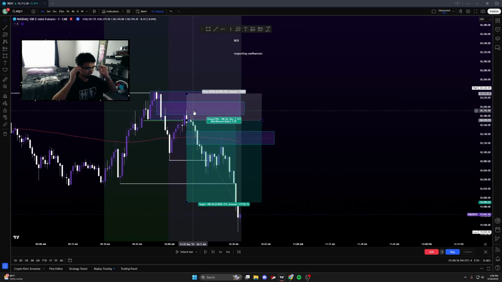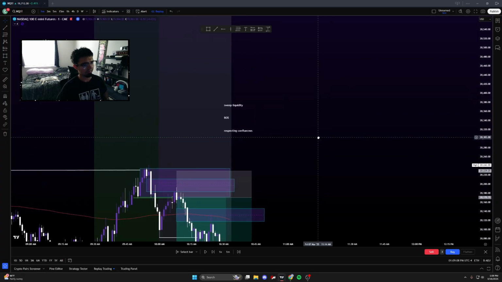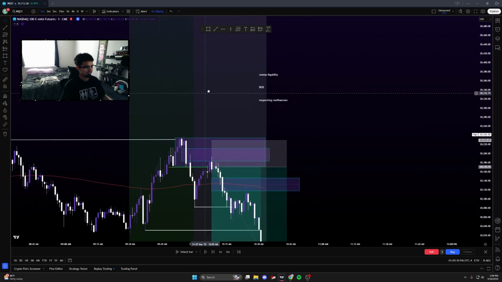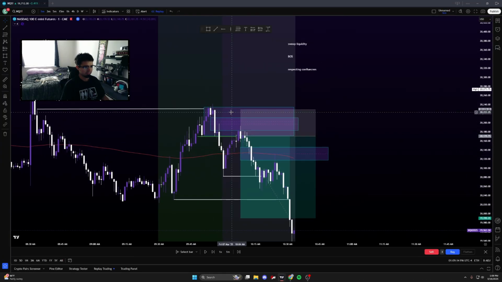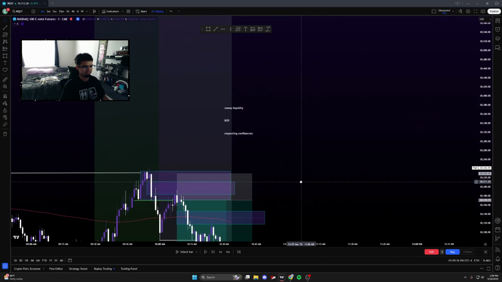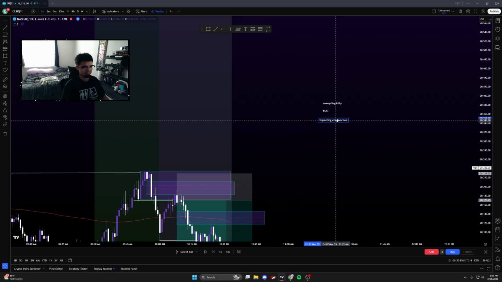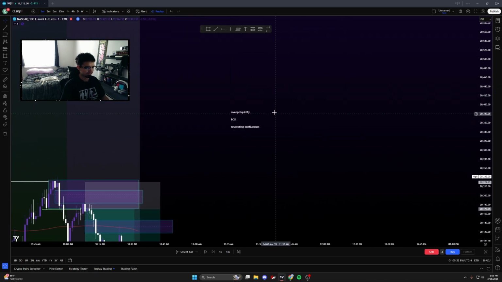So that's going to be it for the model itself. If you don't understand it, rewatch the video. It's a good model. It's a model I like to use. It's a model that's been working for me for the past year. What is it? It's a sweep on liquidity, a break of structure, and then we must see price respect the confluences. It's this 3-step trade plan, and it's the one that works that I like.